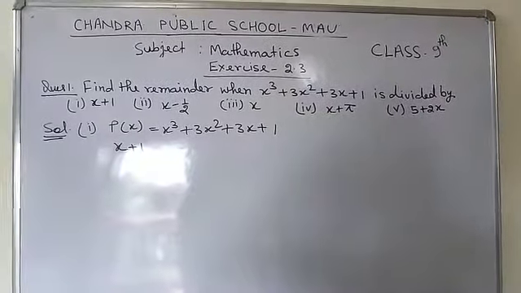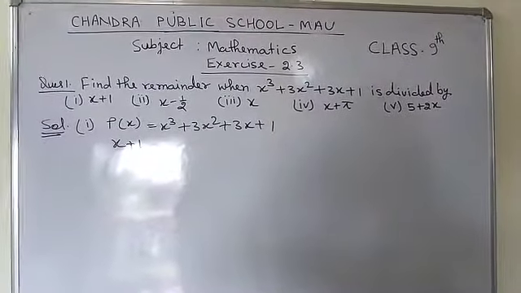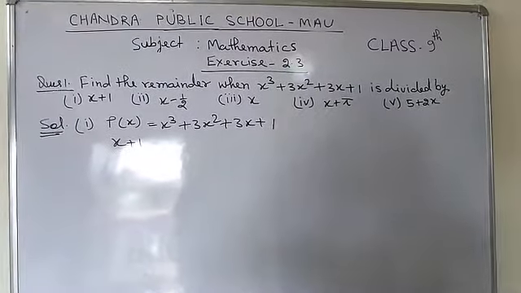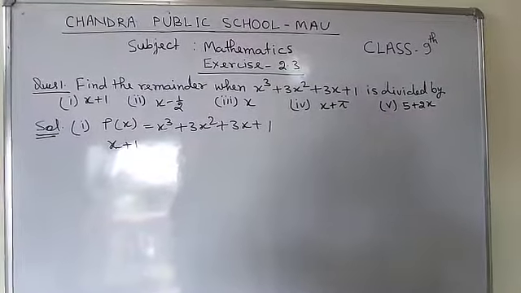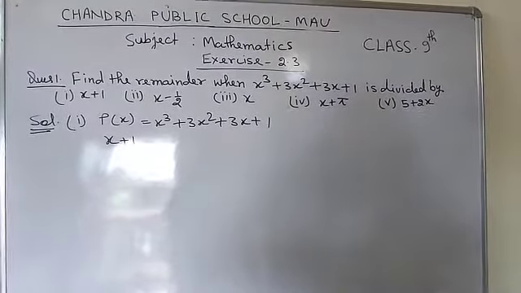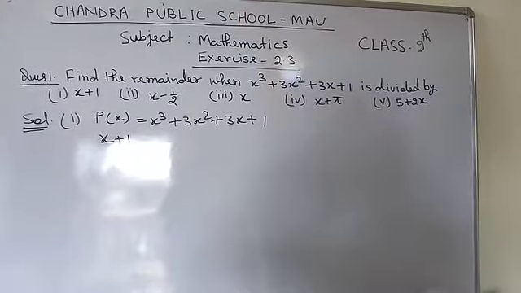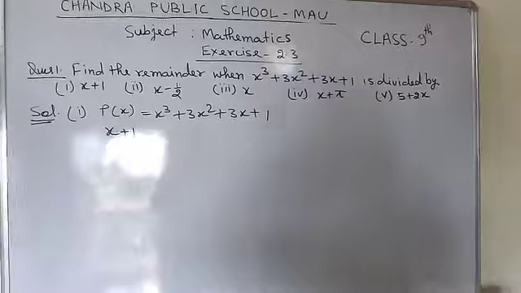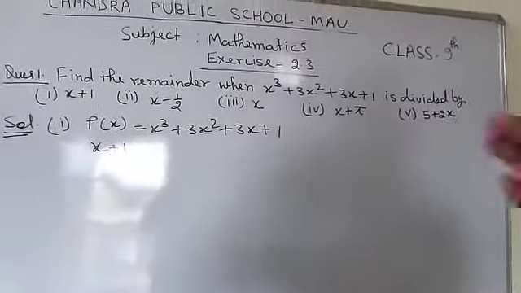So now students, I am going to start the exercise 2.3, and here I have written the first question, question number 1: find the remainder when x cube plus 3x square plus 3x plus 1 is divided by, and 4 divisors are given there: x plus 1, x minus 1 by 2, x plus pi, and 5 plus 2x. So I am going to find the remainder.